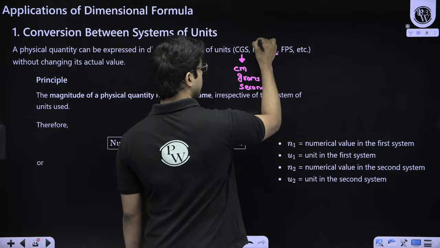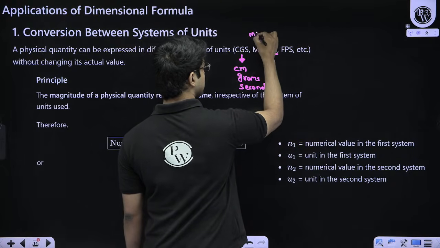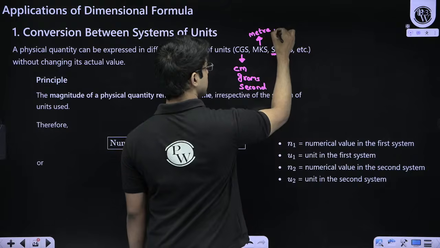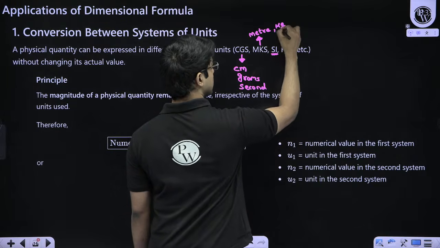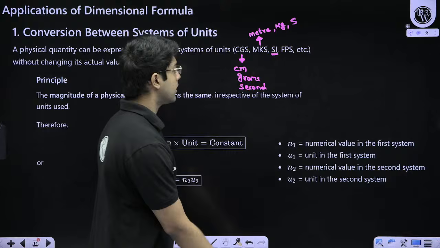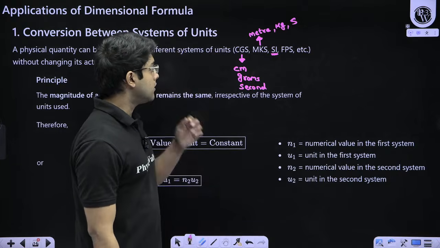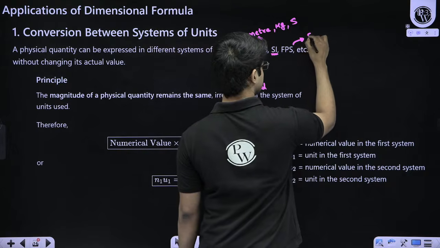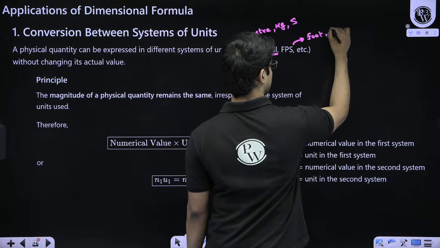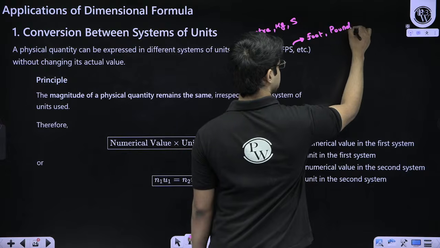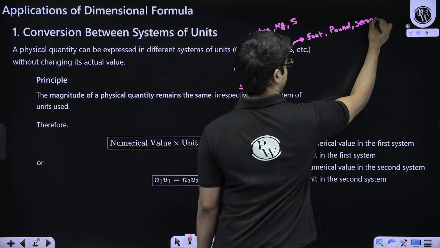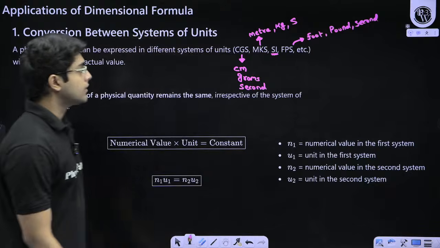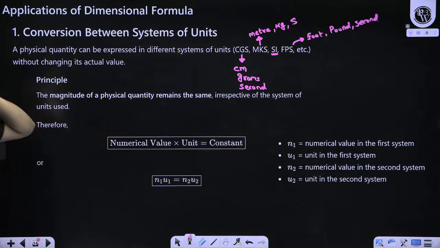And what about MKS? MKS is meter, kilogram, second. And FPS is foot, pound, second. This we won't need that much. And there are other unit systems as well. But in all these systems, different units for different quantities are chosen.